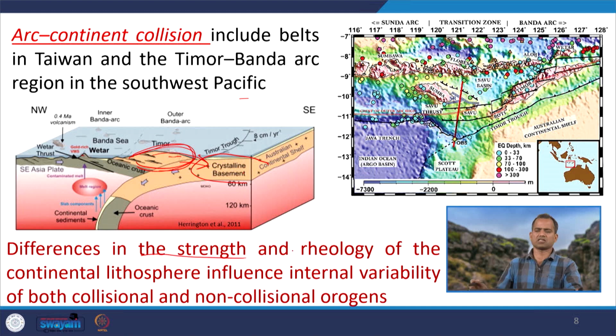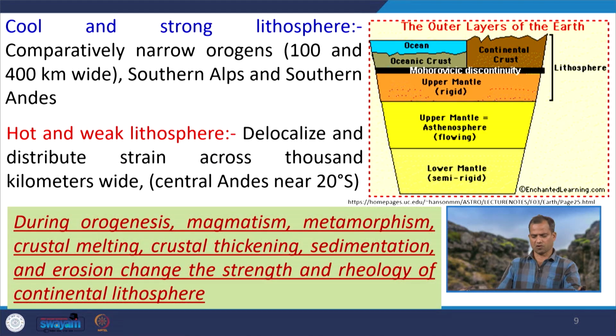So, the difference in the strength and rheology of the continental lithosphere influences the internal variability of both collisional as well as non-collisional orogens. This is very much important: the strength and rheology of the continental lithosphere and its pre-collisional history define how the mountain will behave, which type of mountain will form. Suppose we have a cool and strong lithosphere, and they are interacting. Then the mountain range will be of a narrow width, around 100 to 400 kilometers, because the stress is localized.